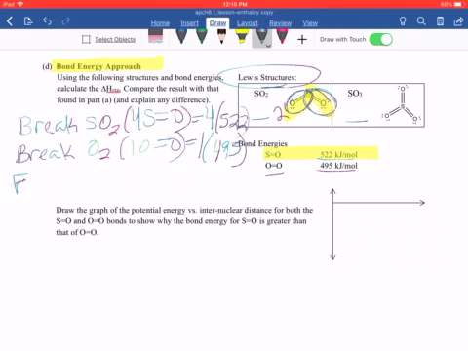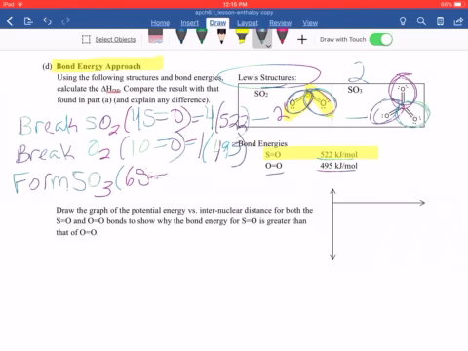All right, on our product side, we needed to form SO3, and we had 2 of these. Remember, we had 2 SO3s, so we have 1, 2, 3 for the first molecule, and then we have 1, 2, 3 for the second molecule. So in total, we have 6 of those. So we had 6 SO bonds for our product. And so for that one, we're going to multiply it by 6. And our SO is still 522.